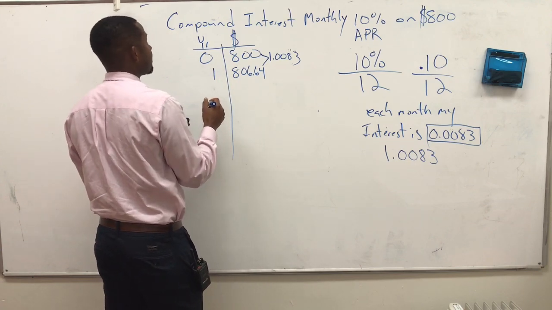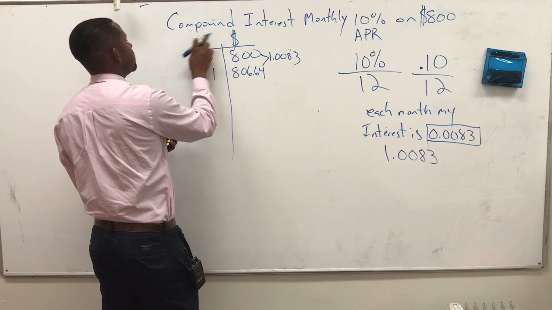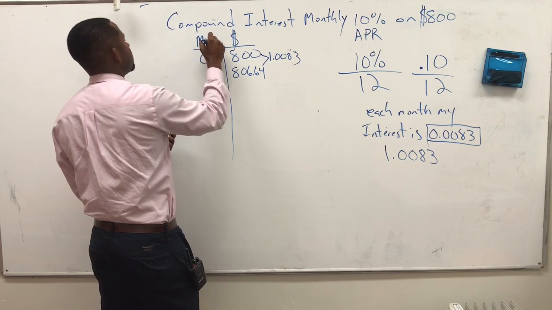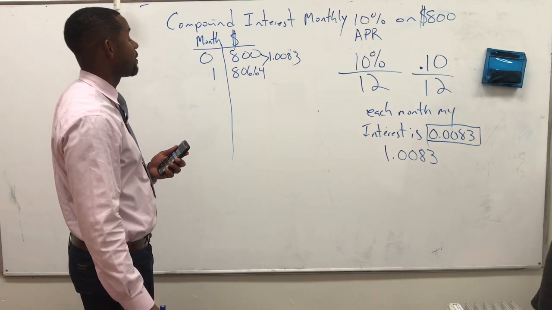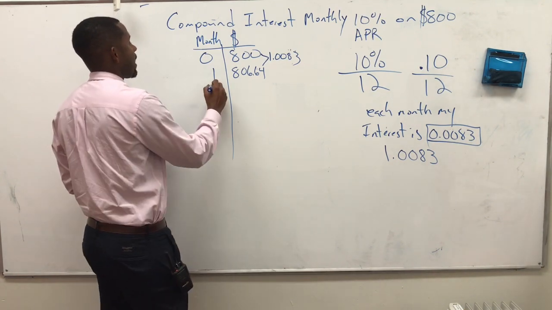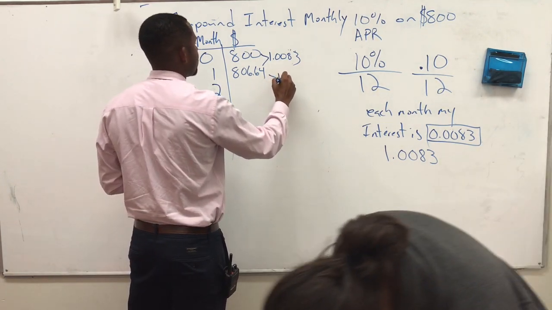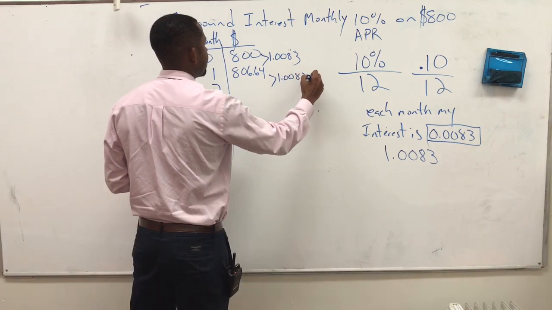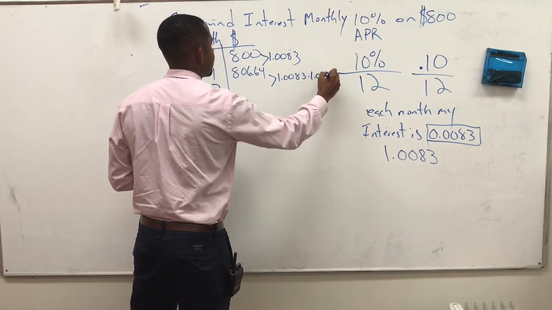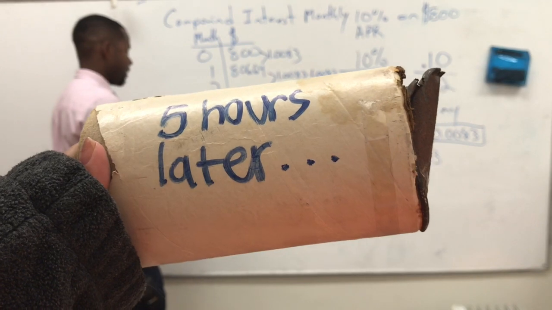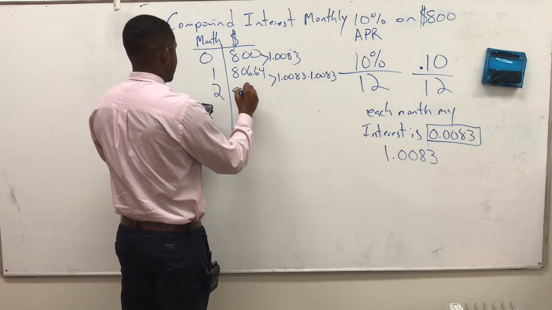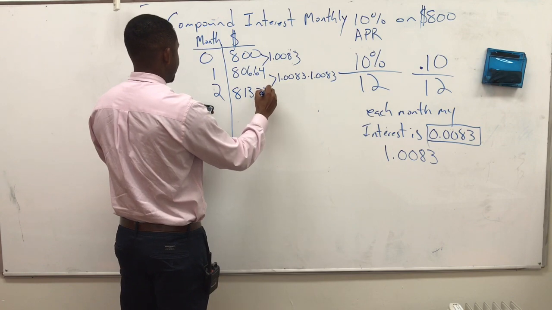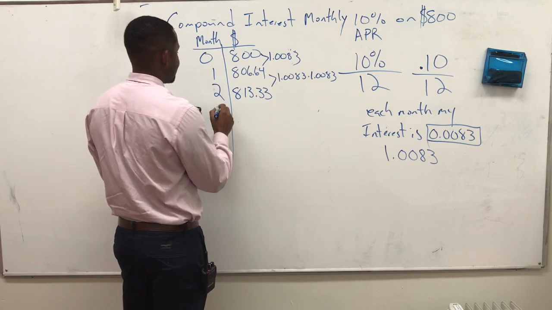Excuse me. It's not my first year. Ooh, I hope you all caught that. After my first month, I get 806.64. Times 1.0083 again for my second month, and I get 813.33. There's my second month.